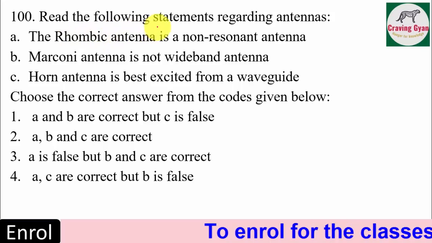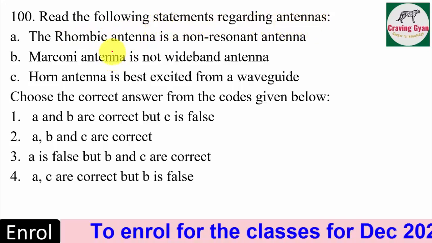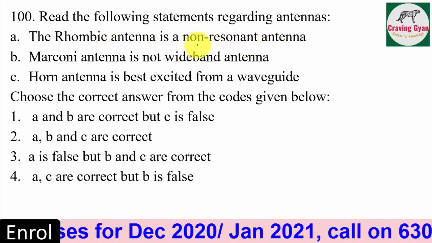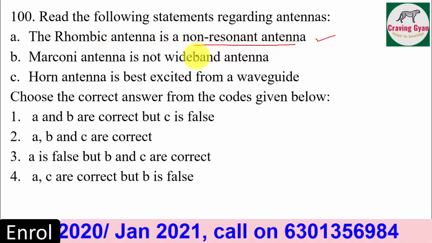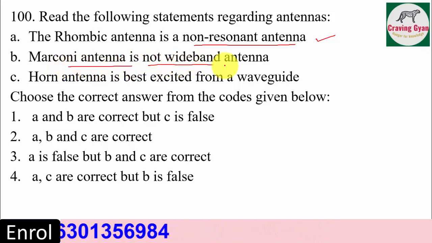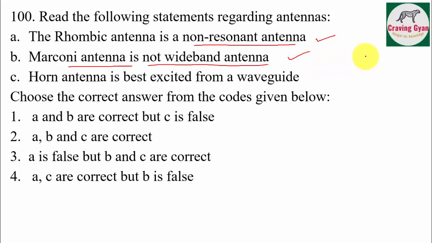Last question: read the following statements regarding antennas. The first statement is that the rhombic antenna is a non-resonant antenna. This statement is correct. The second statement is that the Marconi antenna is not a wideband antenna. This statement is also correct. This question is from paper 2, 2017. The third statement is that an antenna is best excited from a waveguide. This statement is also correct. So statements A, B, C are correct, which is nothing but option 2.